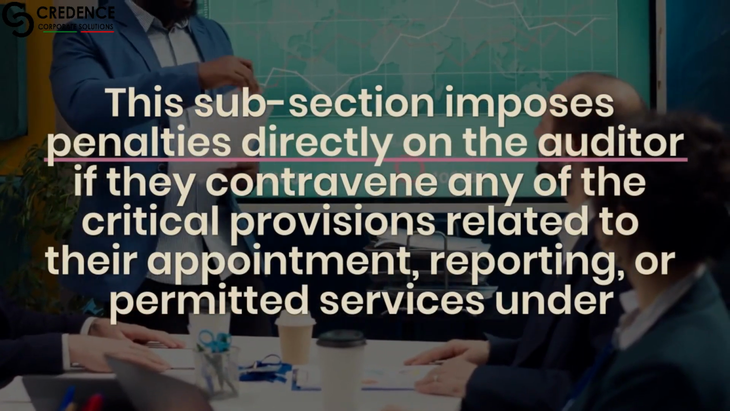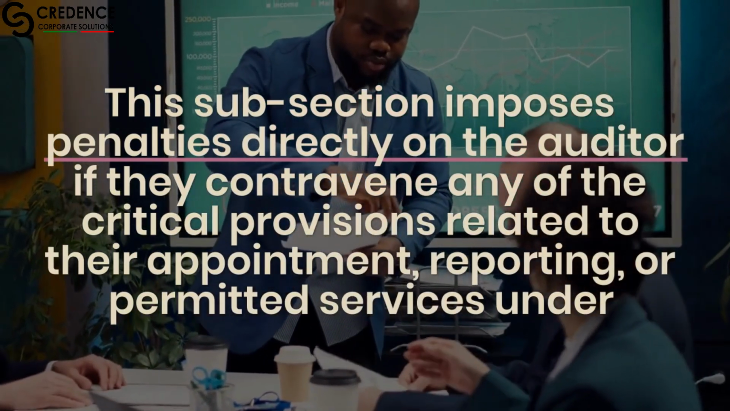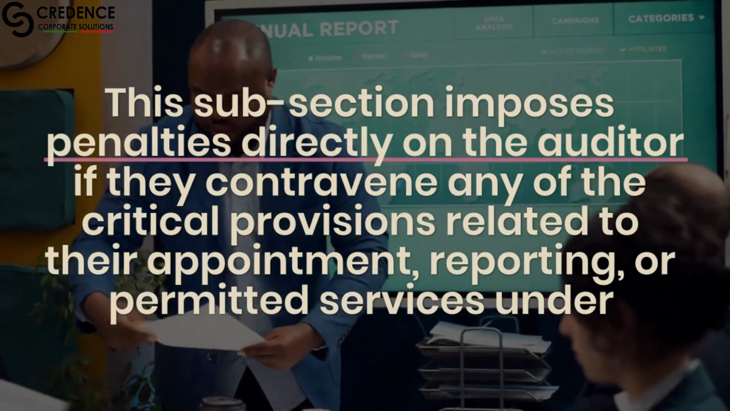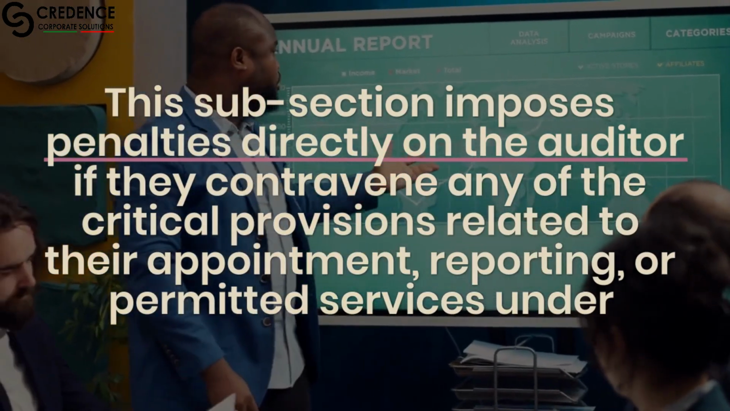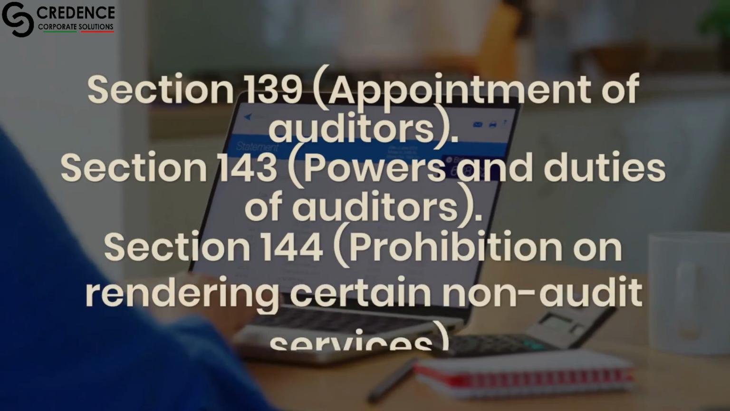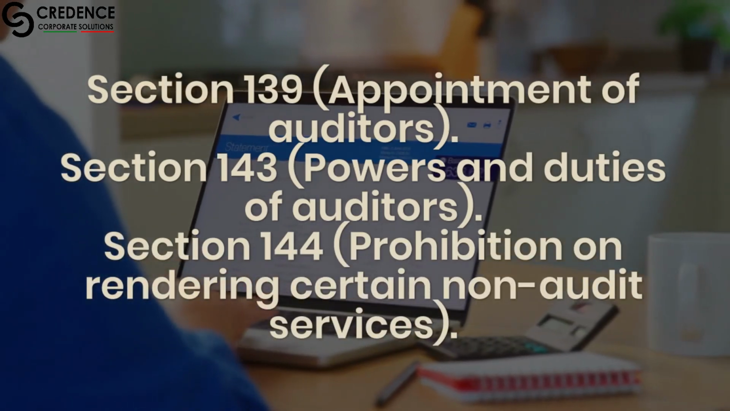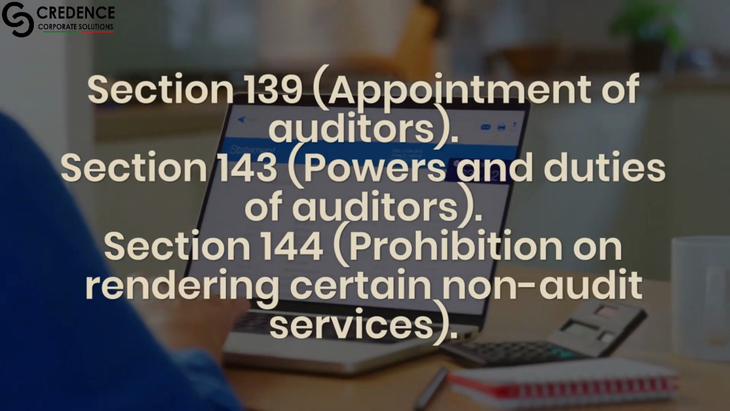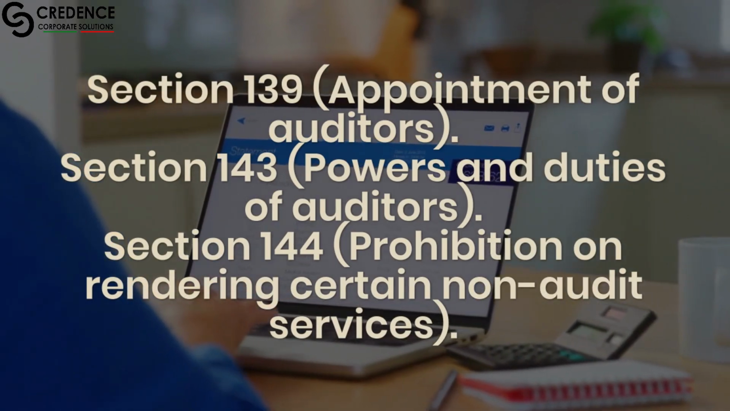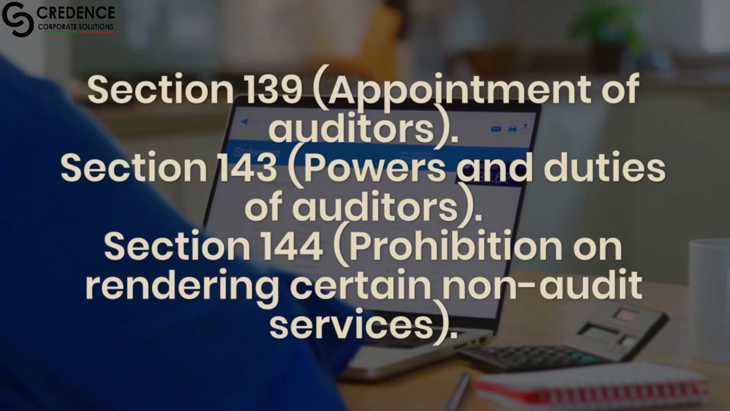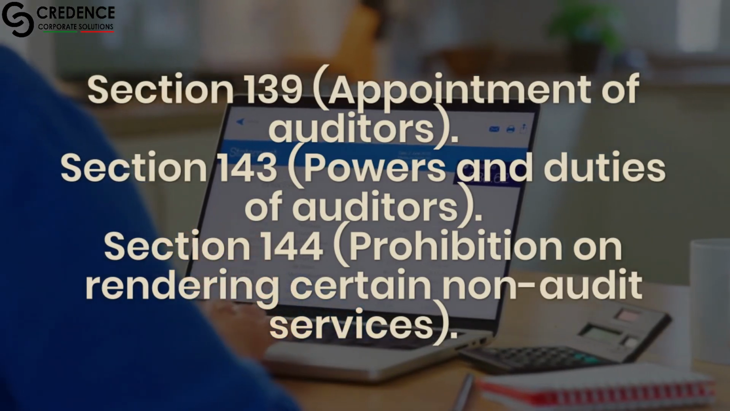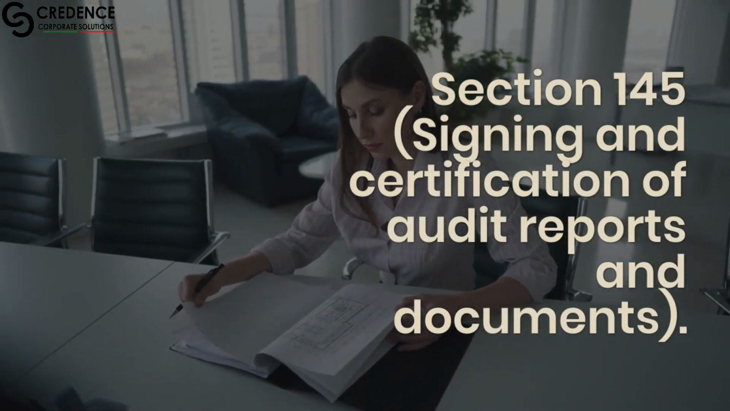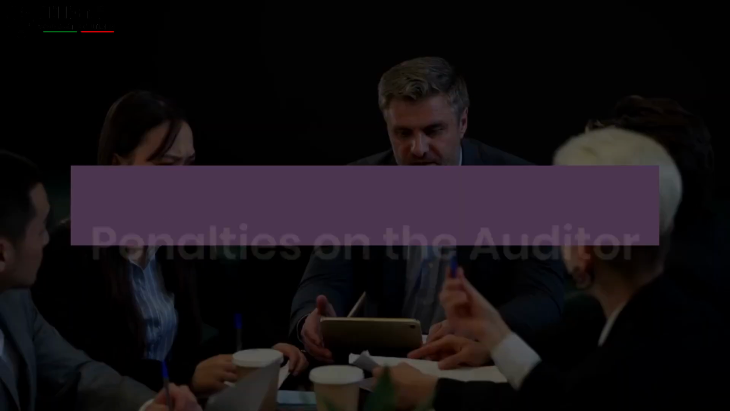This subsection imposes penalties directly on the auditor if they contravene any of the critical provisions related to their appointment, reporting, or permitted services under Section 139, Appointment of Auditors. Section 143, Powers and Duties of Auditors. Section 144, Prohibition on rendering certain non-audit services. Section 145, Signing and certification of audit reports and documents.